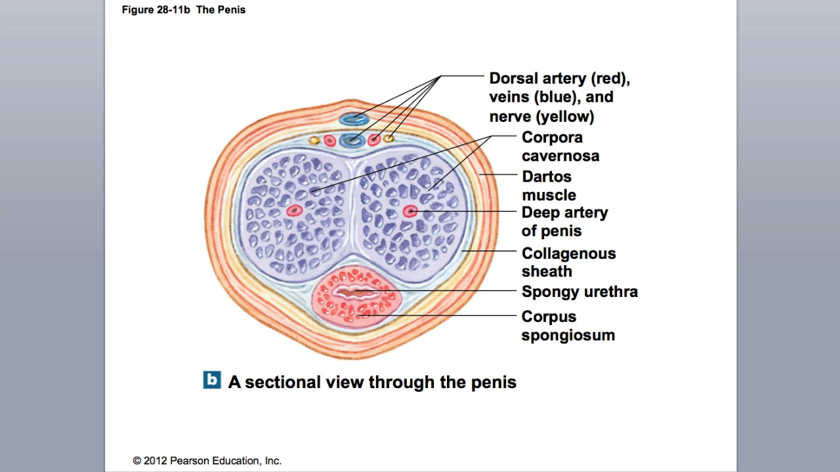Next slide. We have the penis. This is another one that you need to be able to label on a lab day. So you have the 2 main chambers shown here, which are the corpora cavernosa. Then you have the one down here called corpus spongiosum. So make sure you know that. So corpus spongiosum and the corpora cavernosa. Next.